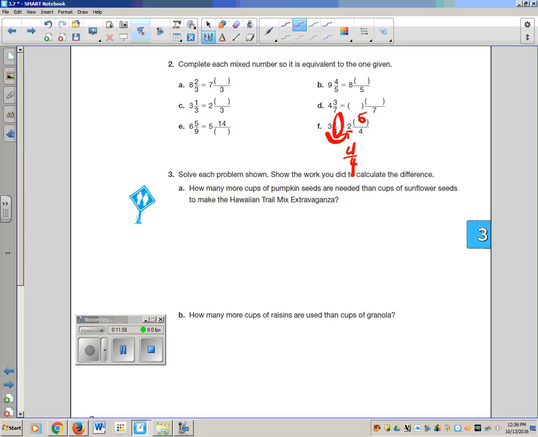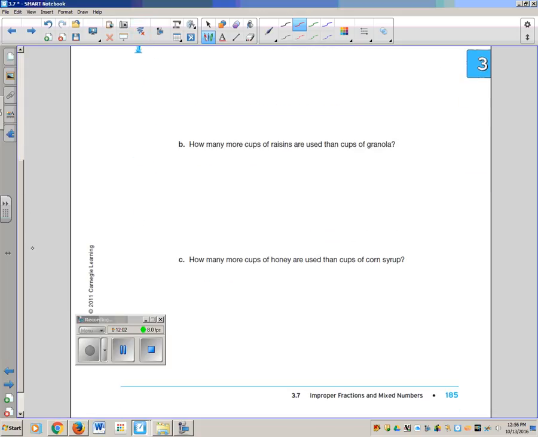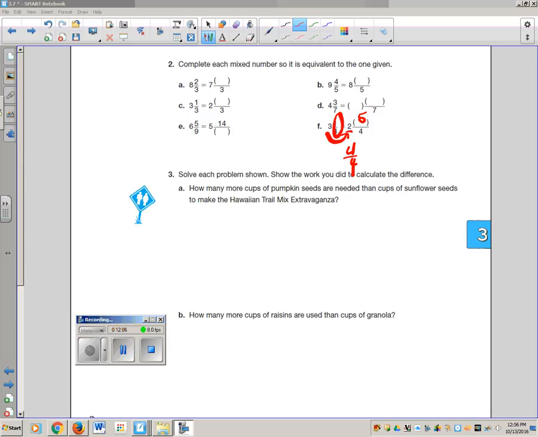We will practice this more in class. So this was all for section 3.7. So we'll practice regrouping fractions in class and also do the word problems. More fun with fractions. Yes, good job.